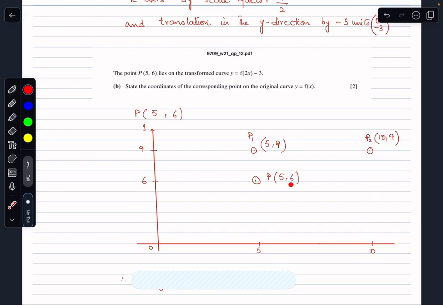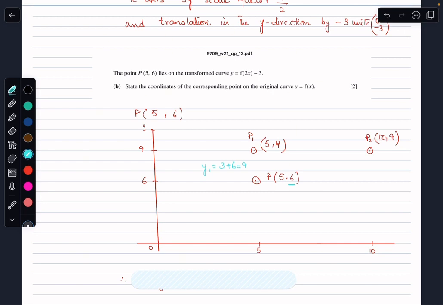So let's add a 3 to the 6 here. 6 is the y coordinate. It's getting translated in the y direction, so I will be adding a 3 to 6, giving me a 9. This was originally the y coordinate for P1. So here I can say that before the translation, the coordinate of P was 5, 9.